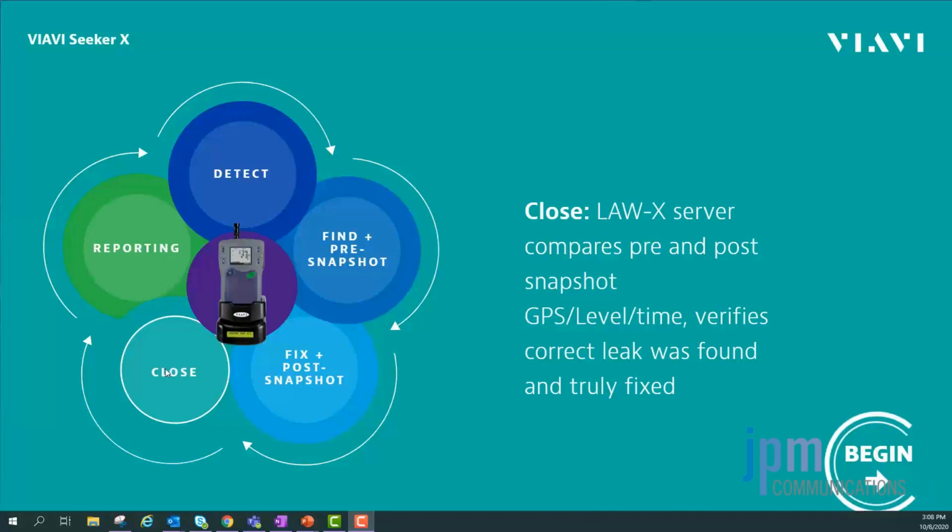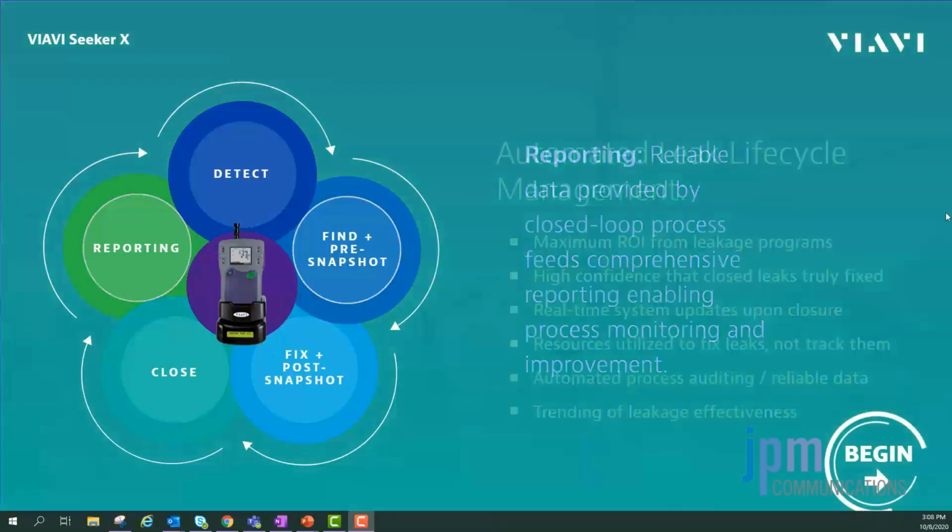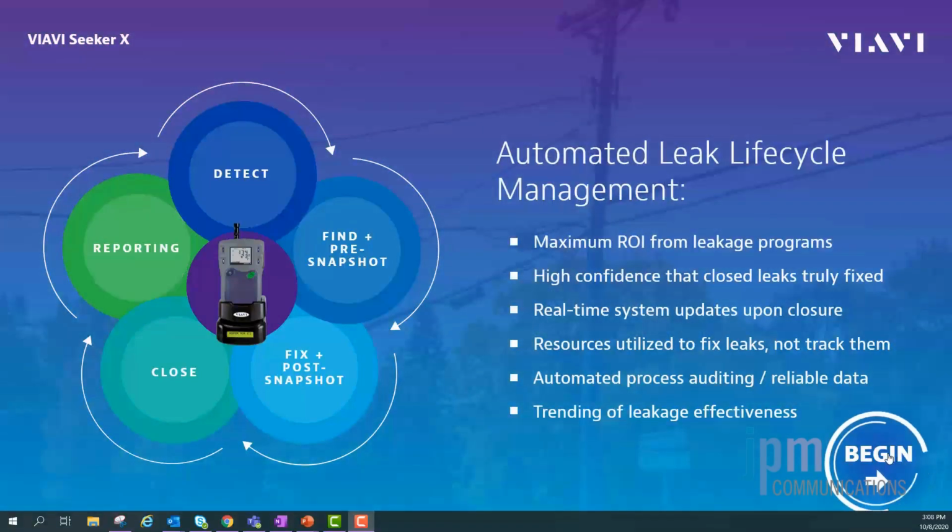Close that leak. So no one has to do anything, it just closes. And then in the very tail end of this, you have reporting that can take advantage of this high confidence data that you now have to know how your process is doing and where you can make improvements. So that's the general lay of the land of how the process works.